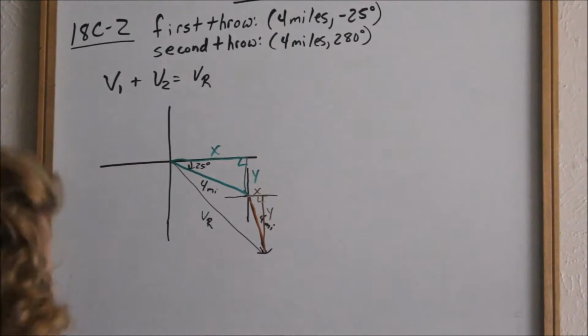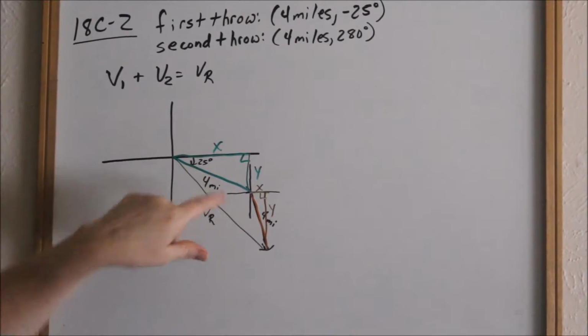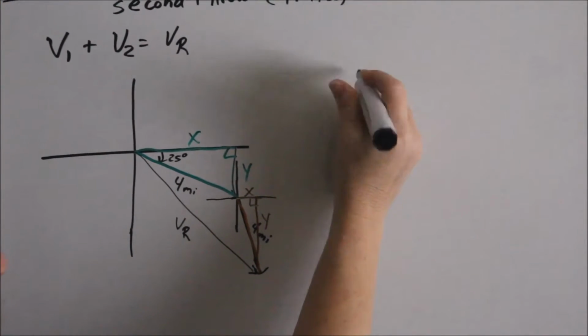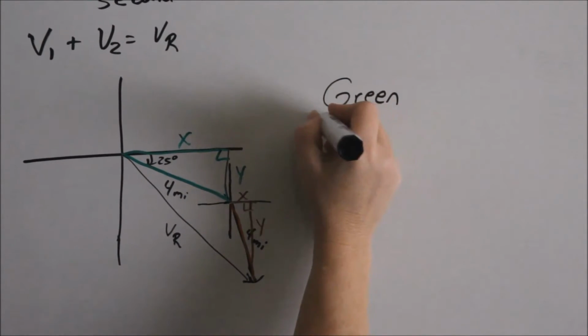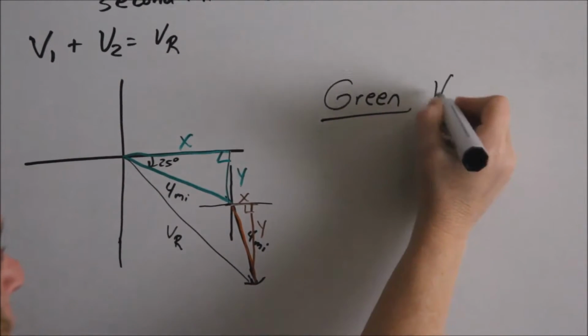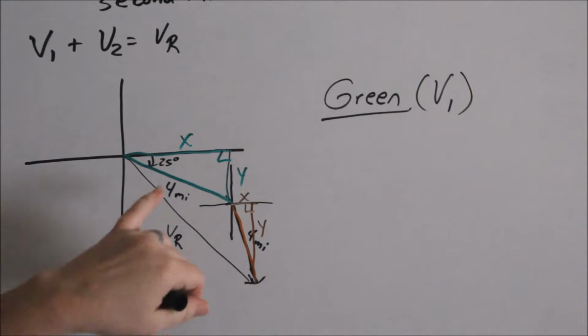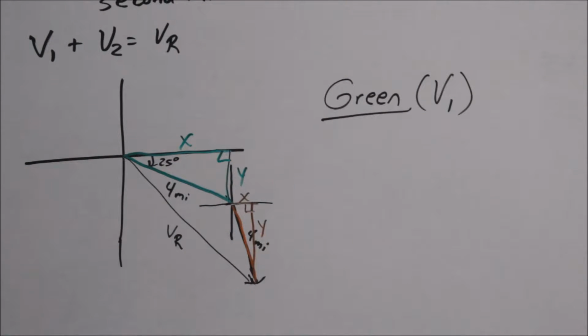Okay, so this was the first vector, 4 miles at negative 25. For right now, we are looking at the green triangle, which is vector 1. What we need to do is take this polar coordinate and convert it into an x and y coordinate. We have already done that.